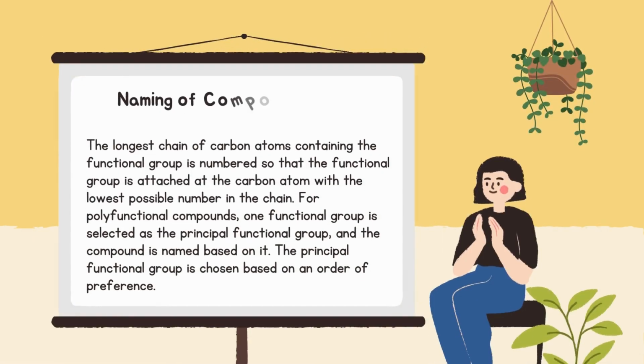Next is naming of compounds containing functional groups. The longest chain of carbon atoms containing the functional group is numbered so that the functional group is attached at the carbon atom with the lowest possible number in the chain. For polyfunctional compounds, one functional group is selected as the principal functional group, and the compound is named based on it. The principal functional group is chosen based on an order of preference.